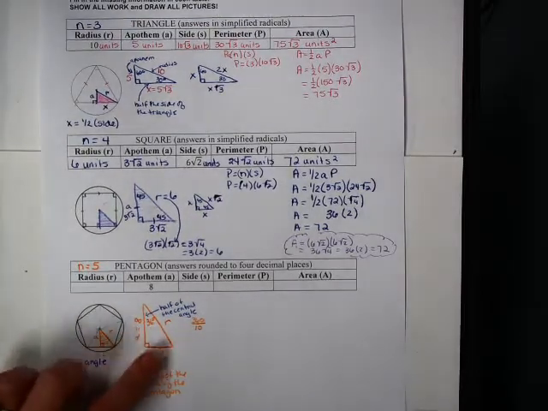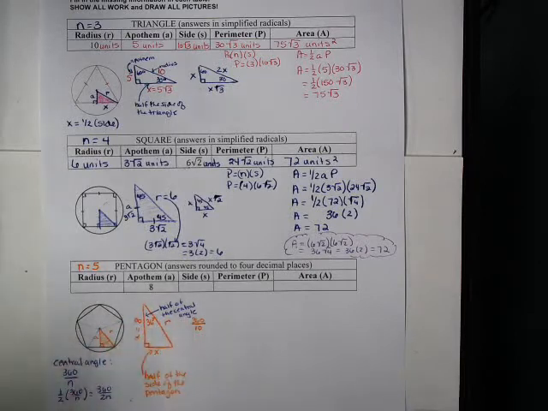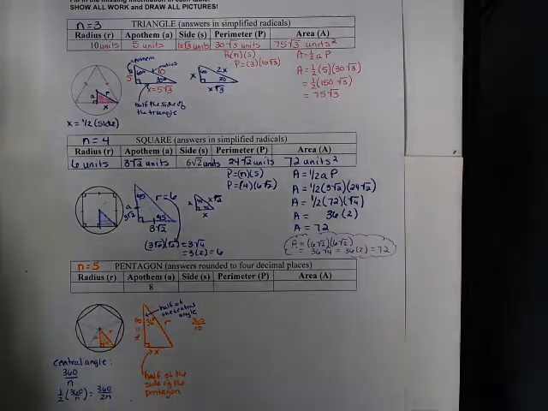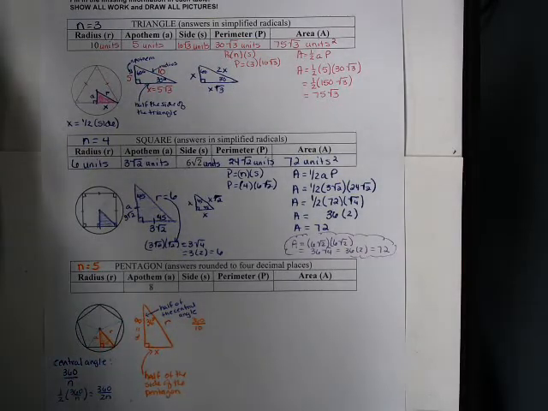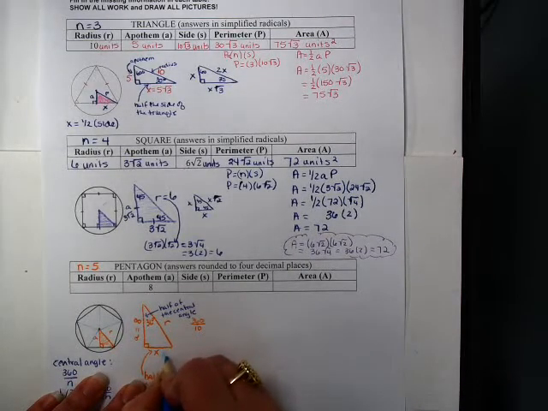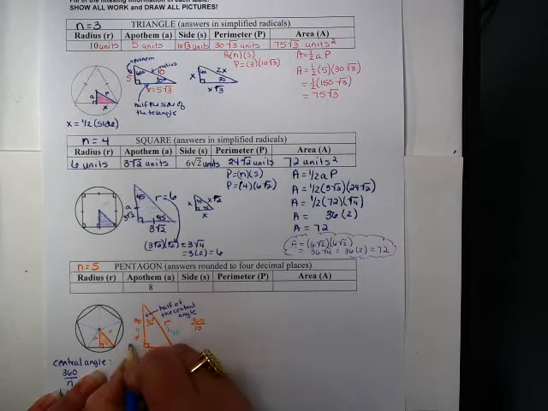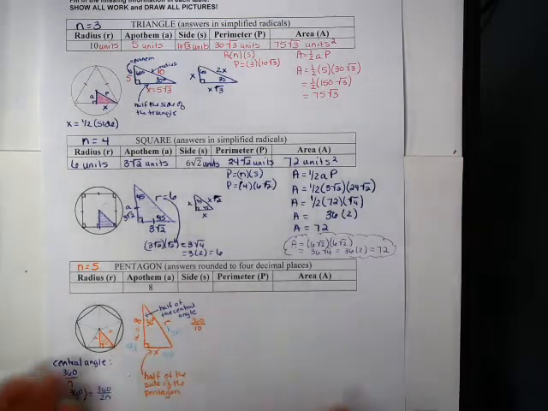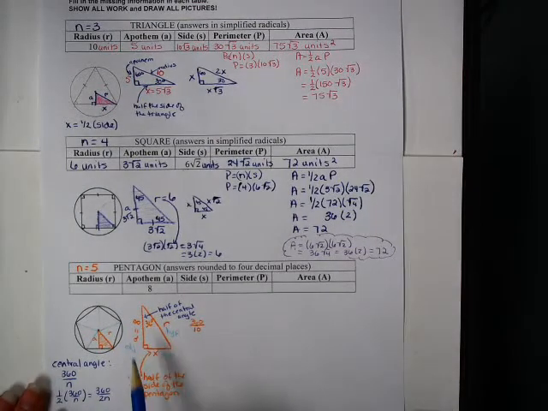Okay, so see, I don't have a special right triangle. That's 36. That means I'm going to be using trig. Okay, so this is going to be opposite. This is going to be hypotenuse. This is going to be adjacent.